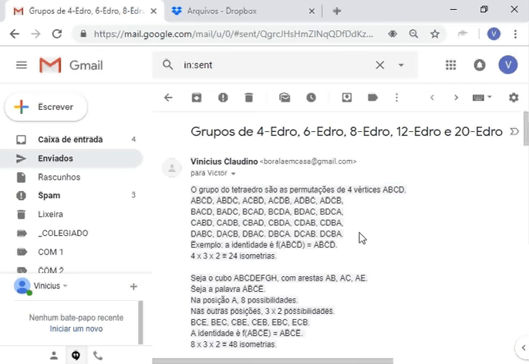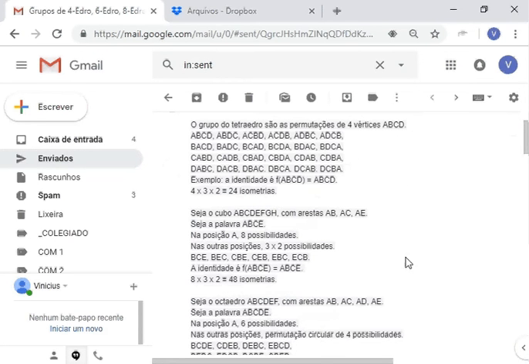And here are 24 permutations. Example, the identity fixes ABCD, equals ABCD. 4 times 3 times 2, 24 isometries. Okay? Let the cube be ABCDEFGH with edges AB, AC, AE.